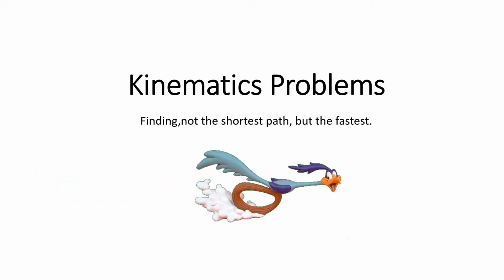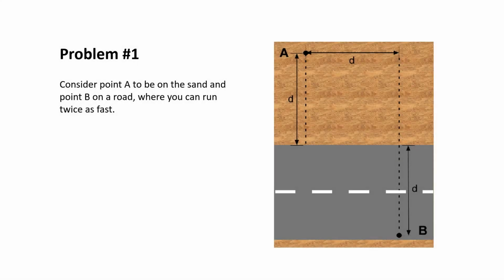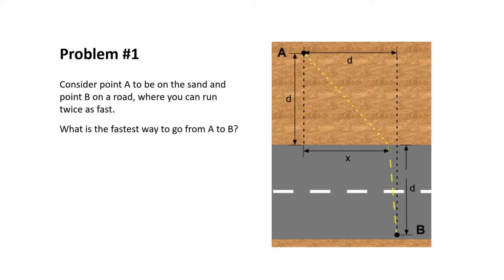In this video, we'll be presenting kinematic problems. They will be about not finding the shortest path, but the fastest. Here's the first problem. Consider point A to be on the sand and point B to be on a road, where you can run twice as fast. What's the fastest way to go from A to B?